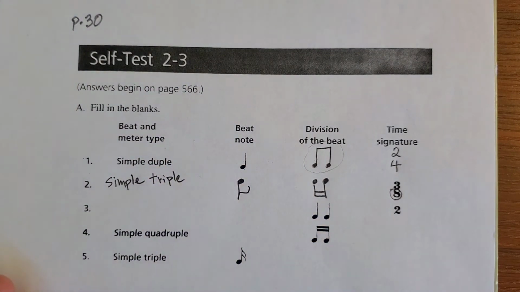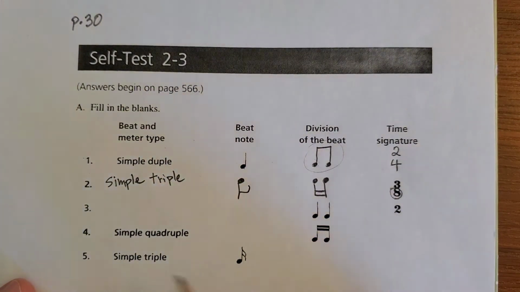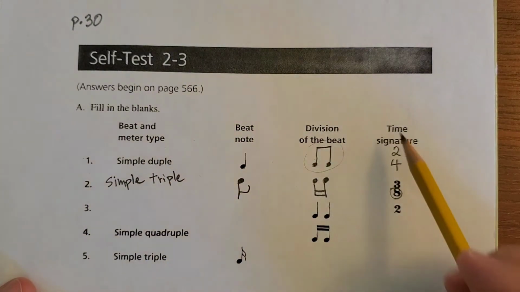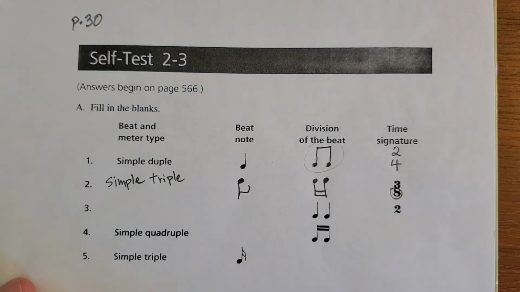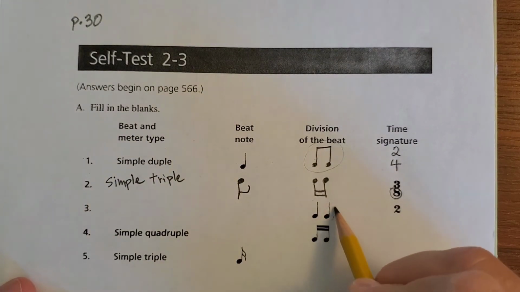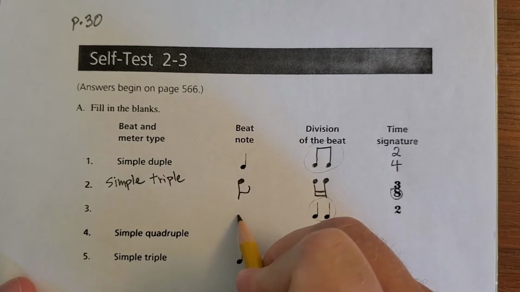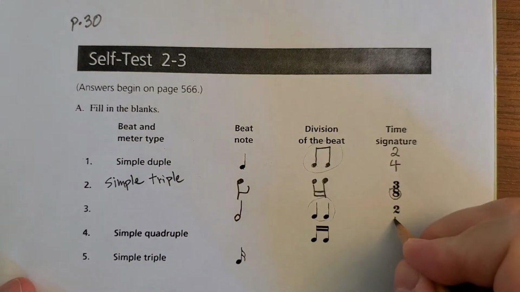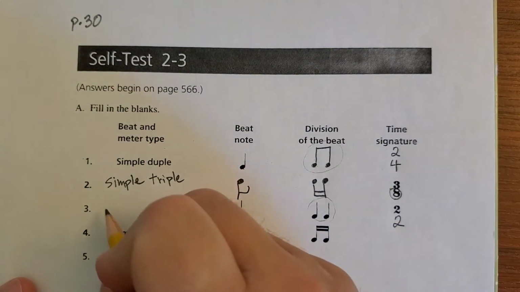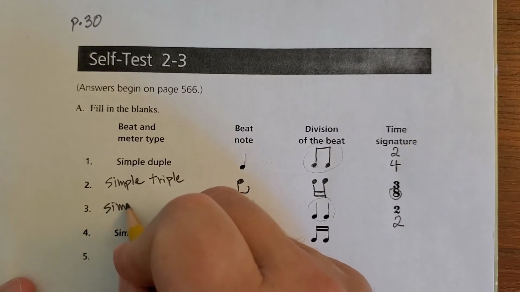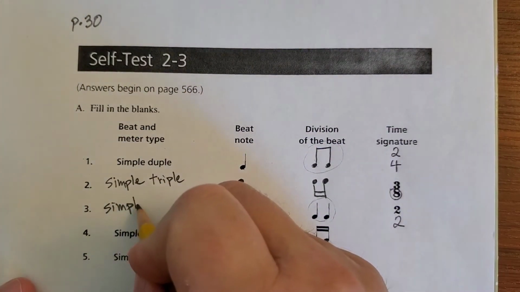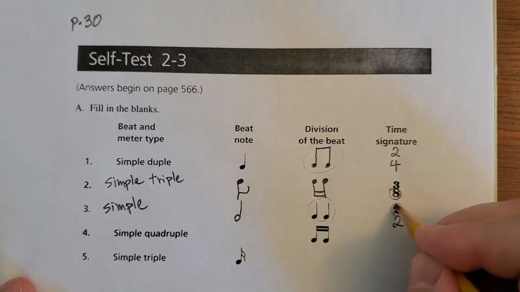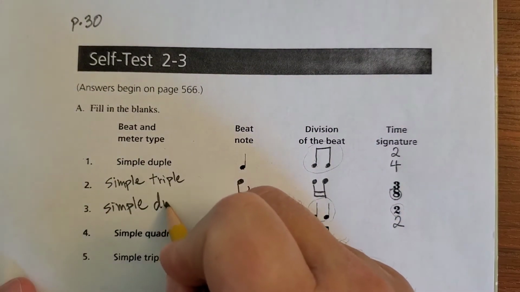the correct note value. All right, the next one, number 3, has a division of two quarter notes, and the time signature has a top number of 2. Well, if the division is two quarter notes, that means the beat is a half note. If the beat is a half note, that means the bottom number of my time signature is a 2. I know this is a simple meter because the top number is 2, 3, or 4, and the 2 on top tells me duple.